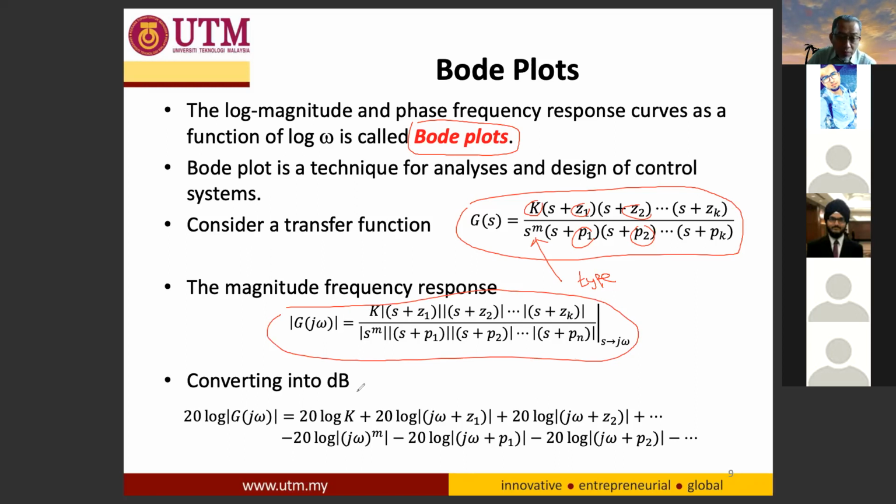Then after you replace it, you convert it into decibel, which is 20 log of the magnitude of G(j omega). This will be 20 log K plus 20 log of the first zero plus the other zeros, and then the poles become negative: minus 20 log of the first pole, minus 20 log of the second pole, and so on.